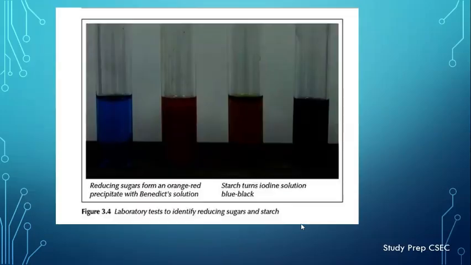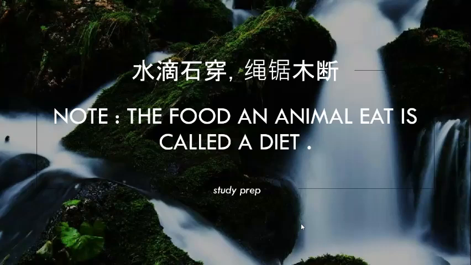Let's go on. This is the Benedict's solution test, and this is the iodine solution test. As I said before, they're two totally different tests. Reducing sugars form an orange-red precipitate with Benedict's solution, and starch turns iodine solution to blue-black. So take that into consideration.